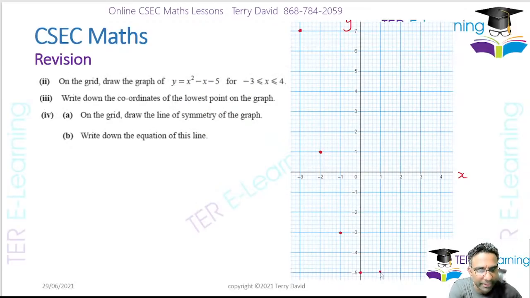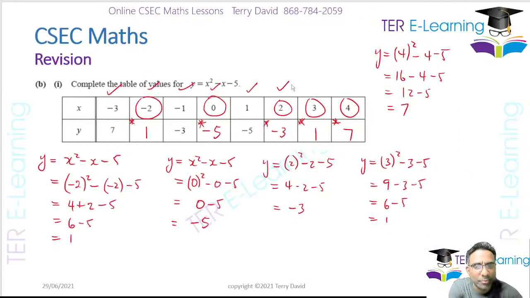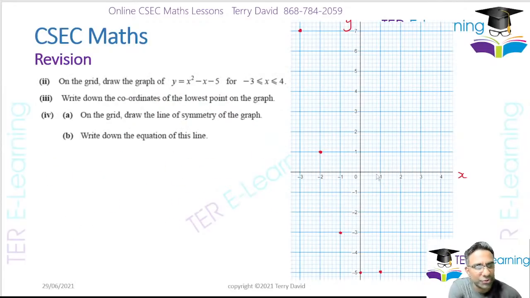1, -5 is about here, right? Then we're going to plot 2, -3. So you're plotting 2, -3. So you all realize you're starting to get a quadratic graph. You can see that you're going to get a quadratic graph.